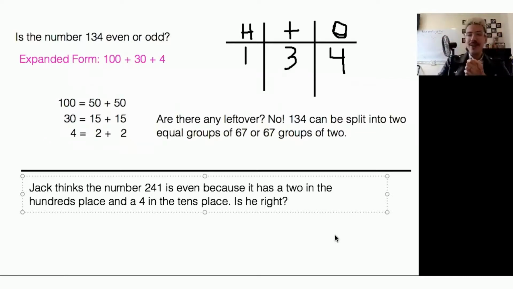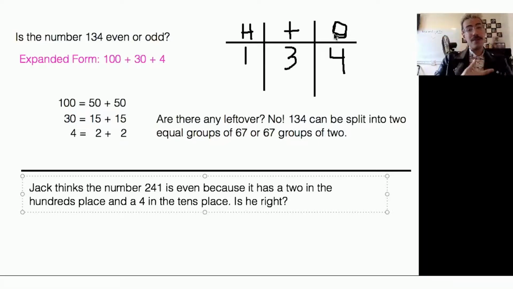So let's try this out in practice. So is the number, our magic number of the day, 134, even or odd? So I take 134 and I put it into my little chart. It's an extra step that really helps me to think about it. So I know I have a 1 in the hundreds place, a 3 in the tens place, and a 4 in the ones place. So what does that mean?